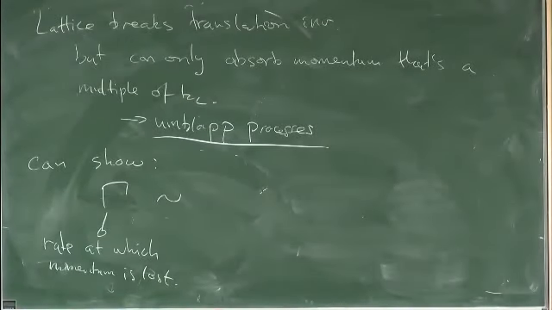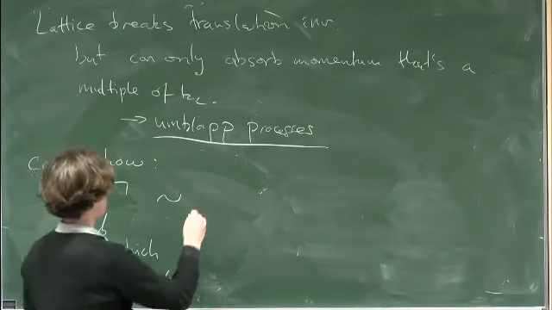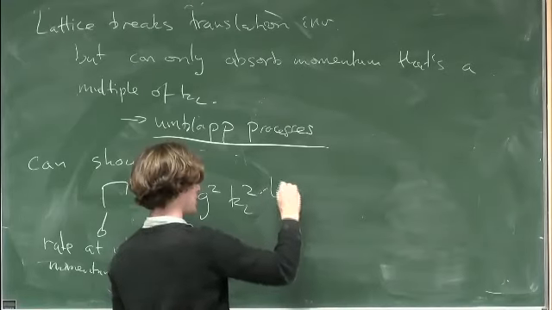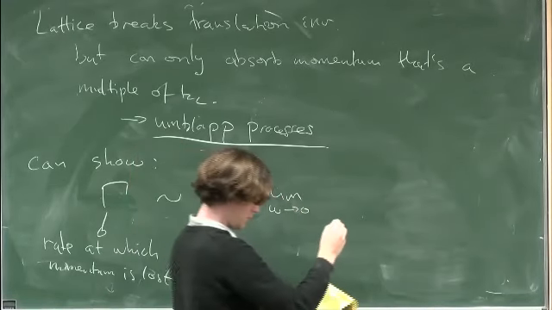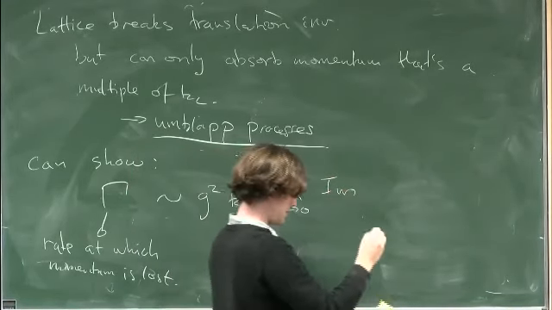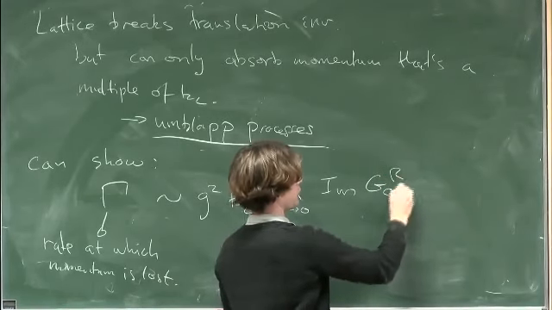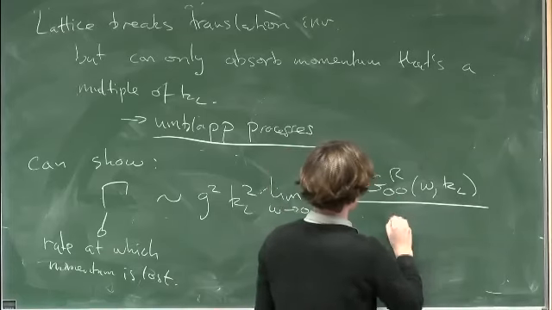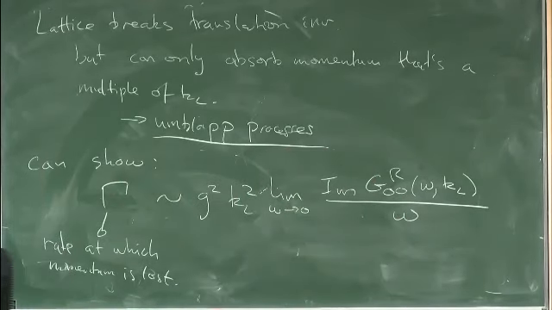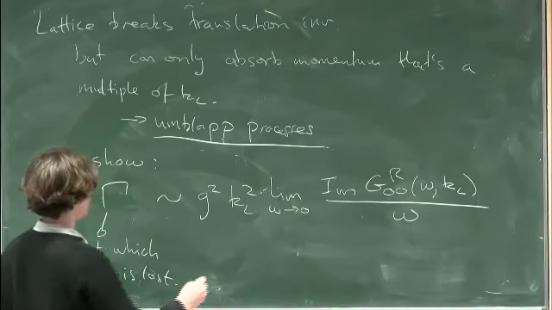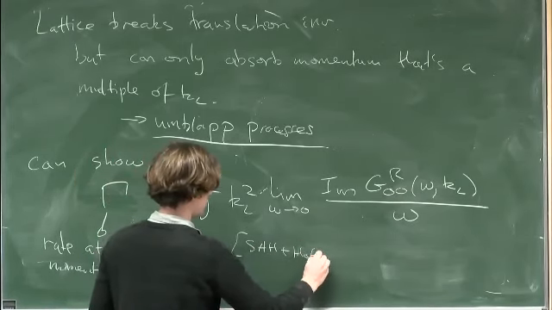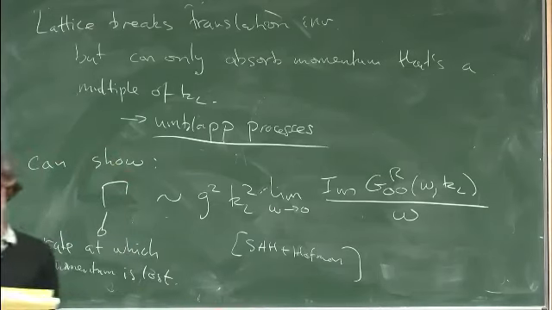The rate at which you lose momentum through these umklapp processes is given by G squared K_L squared times the limit as omega goes to 0 of the imaginary part of the retarded Green function of the operator that couples to the lattice, at that frequency and at the lattice wave vector, divided by omega. Okay, if you want, you can look in my paper with Diego Hofman, for instance, for a derivation of this. But the idea is it should be very plausible. So what is this saying?